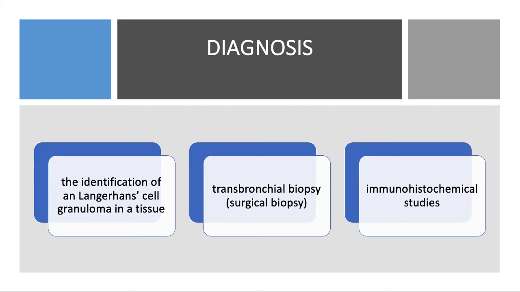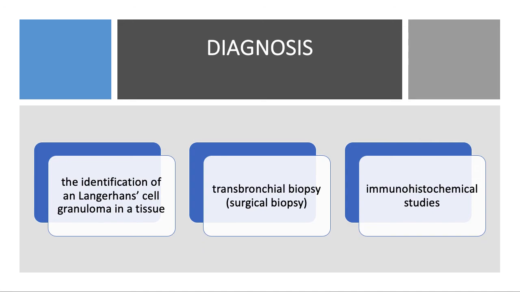The definite diagnosis of Langerhans cell histiocytosis rests on the identification of the Langerhans cell granuloma in a tissue involved by the disease. Although transbronchial biopsy may show Langerhans cell granulomas in patients with pulmonary Langerhans cell histiocytosis, histological documentation is more often obtained by surgical biopsy. The biopsy specimens should be taken from sites at which computed tomography shows an abundance of nodules.